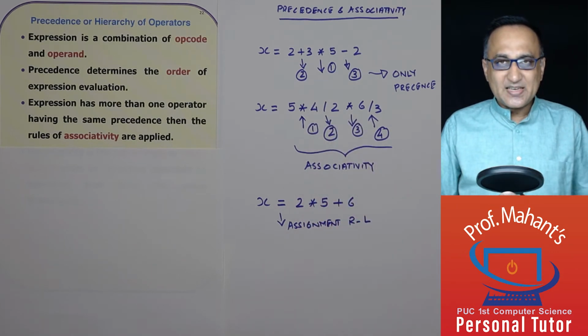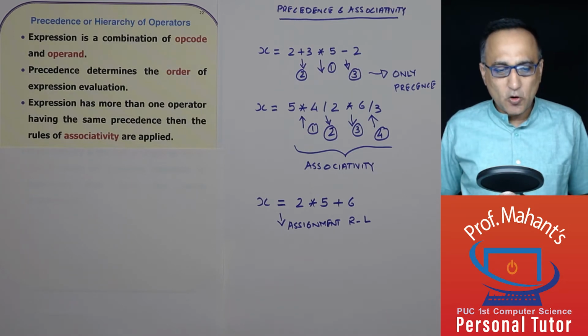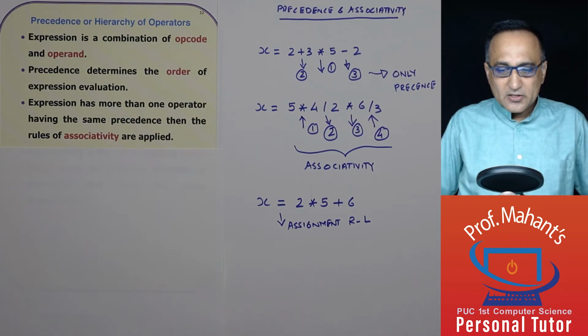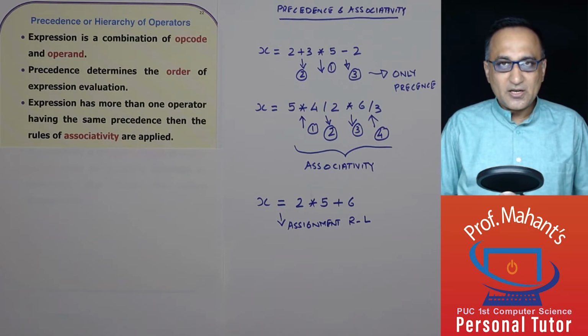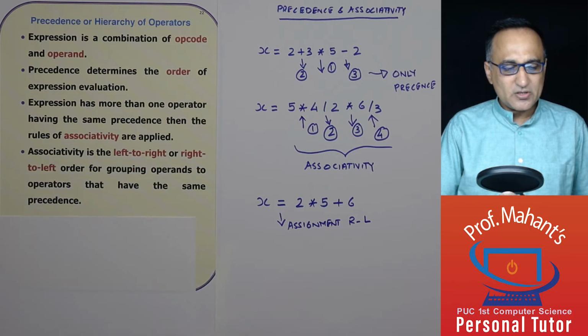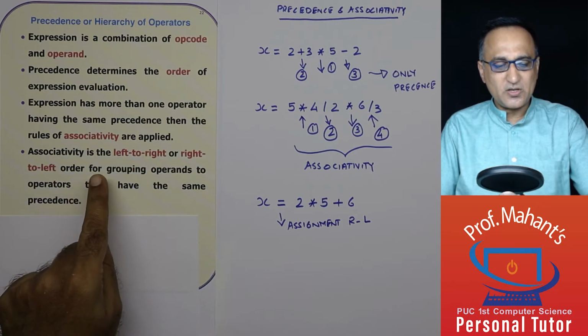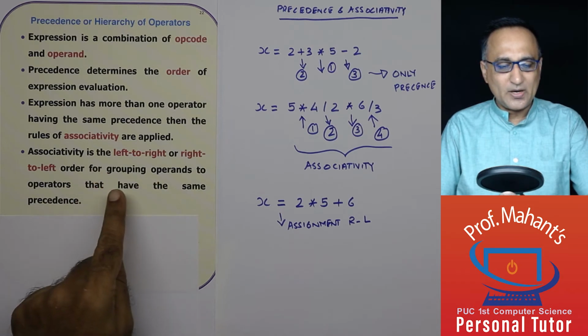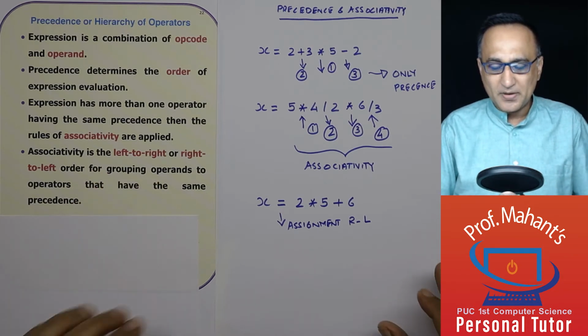So precedence gives the rank of operators, which tells us which operator is evaluated first along with which operands. Associativity comes into the picture if more than one operator have the same rank or precedence, then it tells us whether to evaluate from left to right or right to left. So this is associativity. Associativity is left to right or right to left for a group of operands.